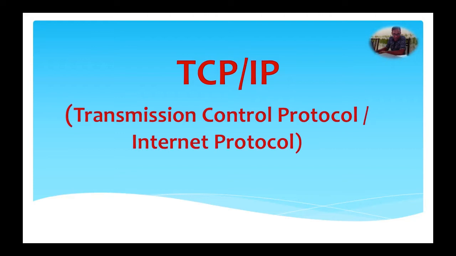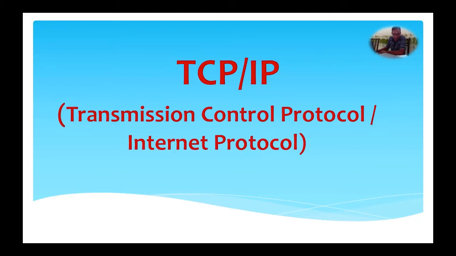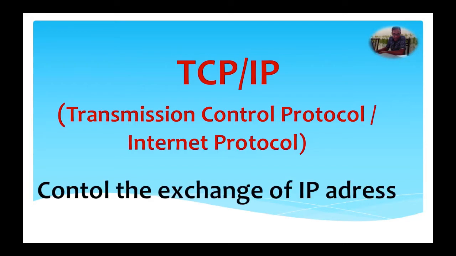TCP/IP is another protocol, the Transmission Control Protocol and the Internet Protocol. This controls the exchange of IP addresses. We assign IP addresses in a network using this protocol. So this protocol controls IP, which means that there cannot be two identical IPs on the internet. These are the controlling functions of TCP/IP.